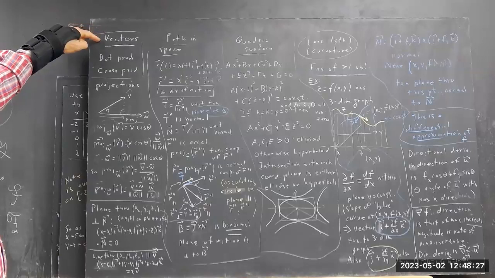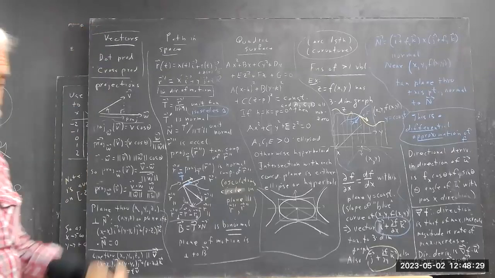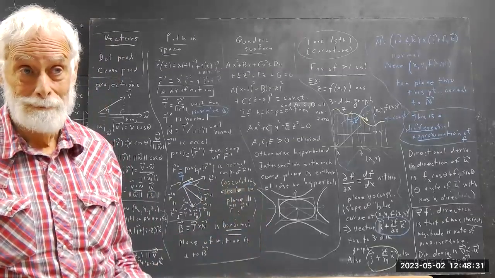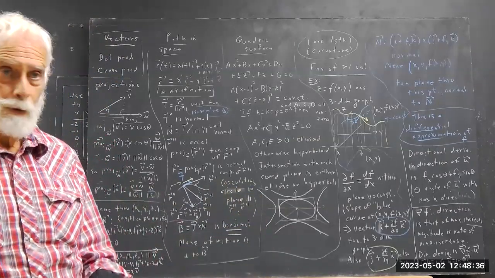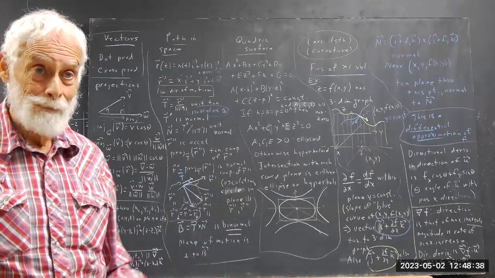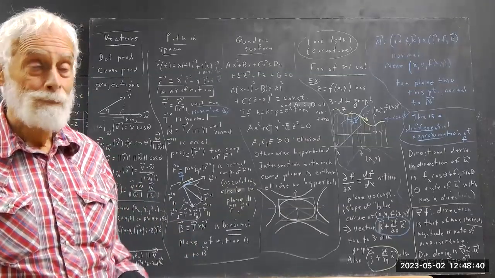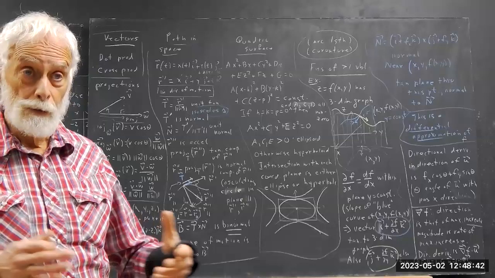Okay, so vectors. We've got dot product, we've got cross product. We know about dot product. It's the magnitude of this times the magnitude of that times the cosine of theta, theta being the angle between the two vectors. It's very handy if you want to project a vector onto another.